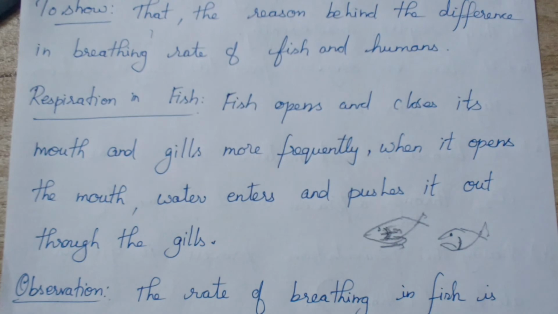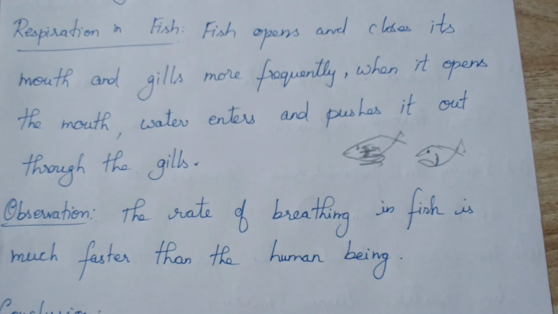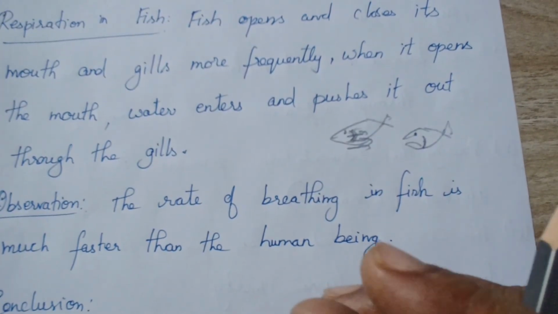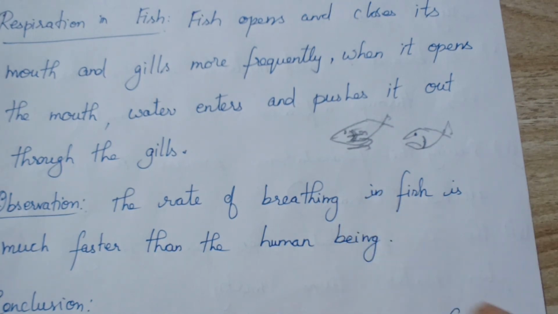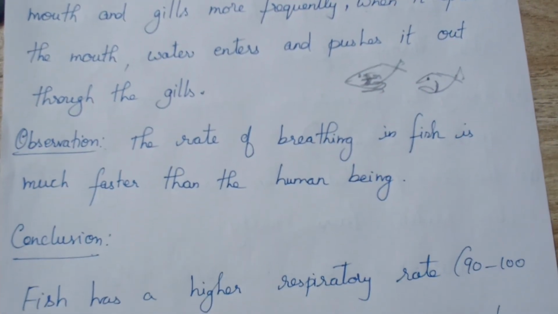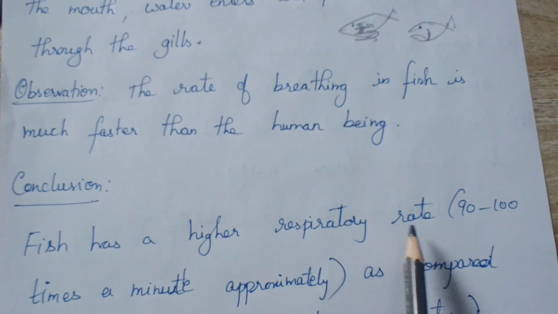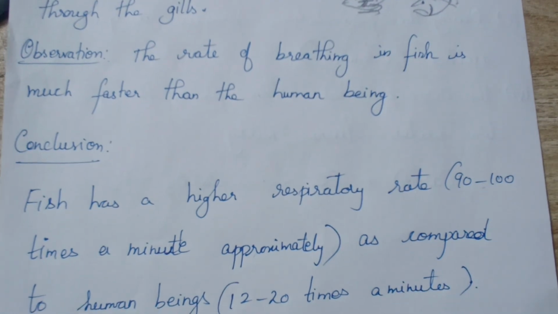So what is your observation? The rate of breathing in fish is much faster than in human beings. It will open and close, open and close frequently like this. It will not keep still. Per minute, how many times will it do this? 90 to 100 times approximately. It is the average value. So what is your conclusion? Fish has a higher respiratory rate, 90 to 100 times a minute approximately, when compared to human beings, 12 to 20 times a minute.